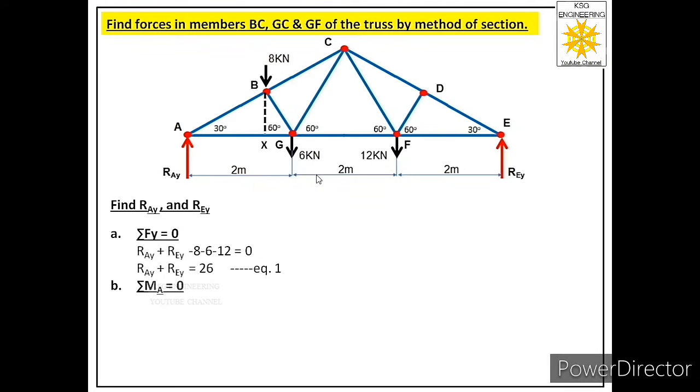In this truss we are given only 3 dimensions: AG, GF, FE. Apart from these 3 dimensions, no other dimensions are given to us.